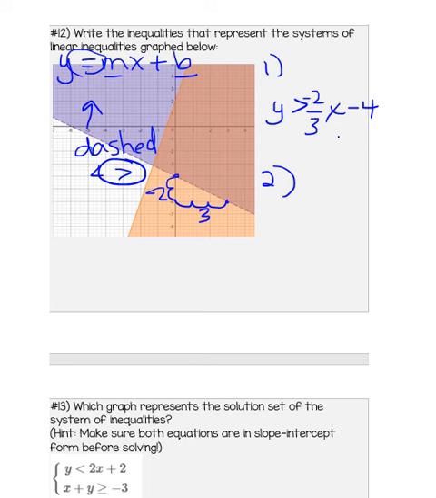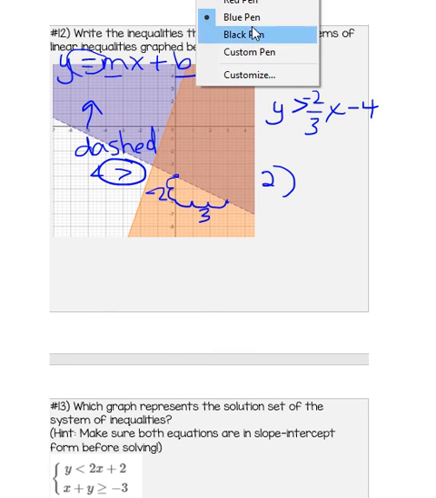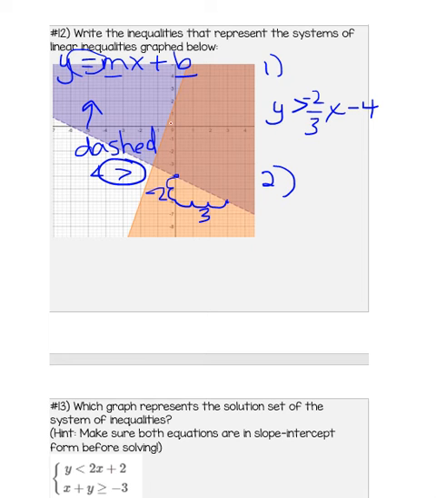There's my first line, okay? Now I'm going to go ahead and change to red, so we're focused on the second one. I notice that this guy is a solid line, so that means I'm going to have to use less than or equal to or greater than or equal to. Well, from the line, if I draw my arrow, I'm shaded below the line, so I'm going to have to use less than or equal to. So y is going to be less than or equal to, and then I do the same process.